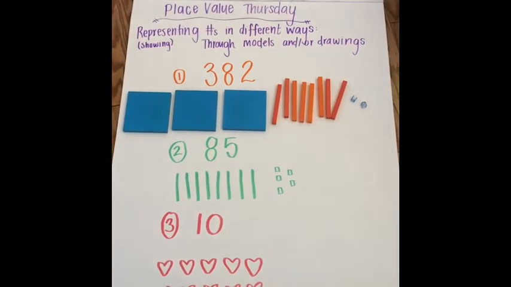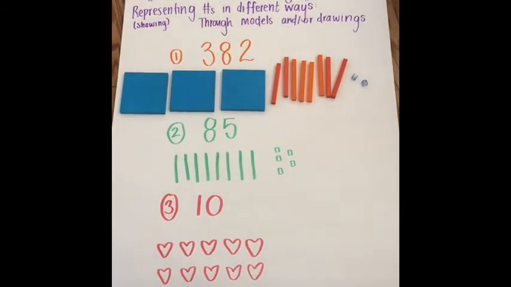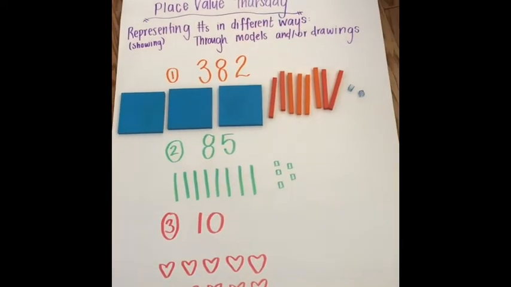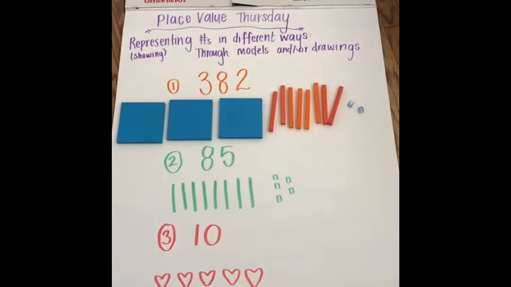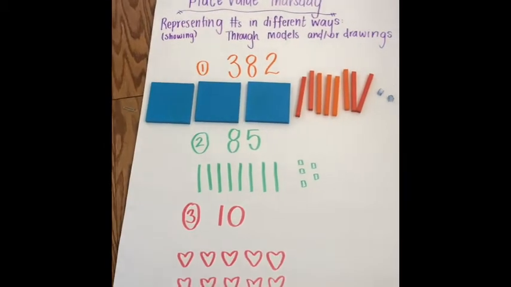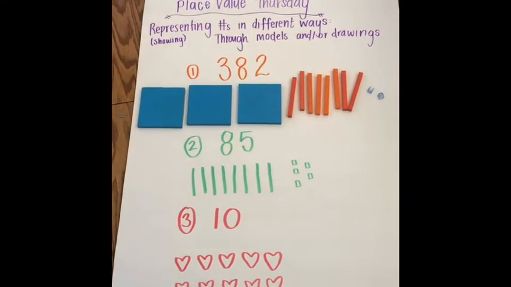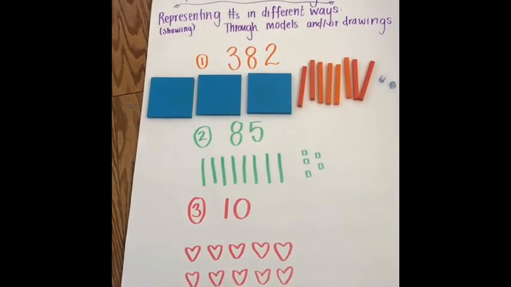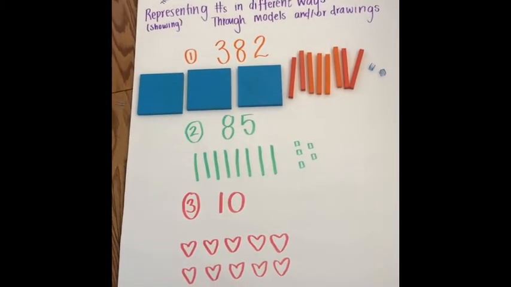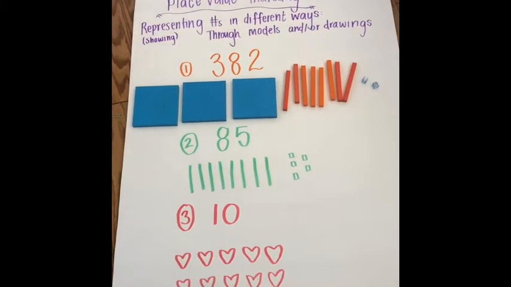So what I want to do today is practice representing numbers in different ways, whether that's through actual models that we can touch, or through drawings or pictures that we create ourselves, whether that's with crayon or markers on paper. But your goal is to take 3 different numbers and represent them in different ways other than in their numerical form, or written just with numbers.